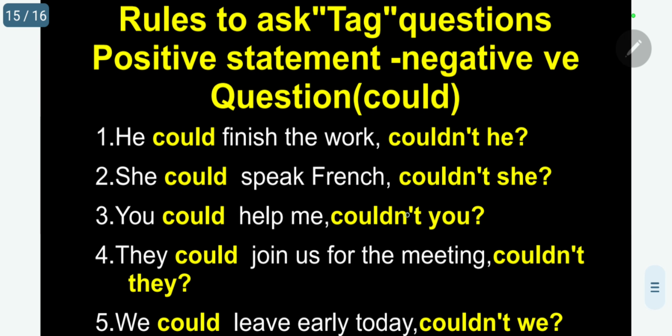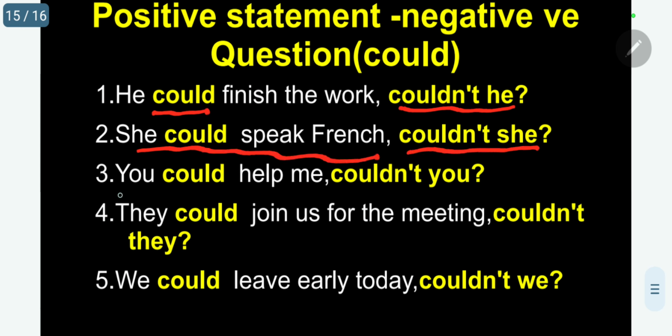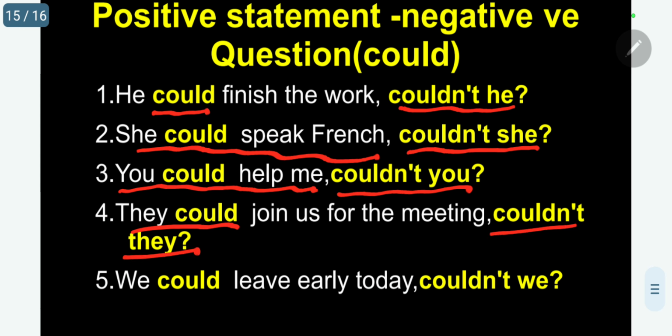So correspondingly, for the past tense, I can use could. Can, past tense, could. He could finish the work. Couldn't he? She could speak French. Couldn't she? You could help me. Couldn't you? They could join us for the meeting. Couldn't they? We could leave early today. Couldn't we?